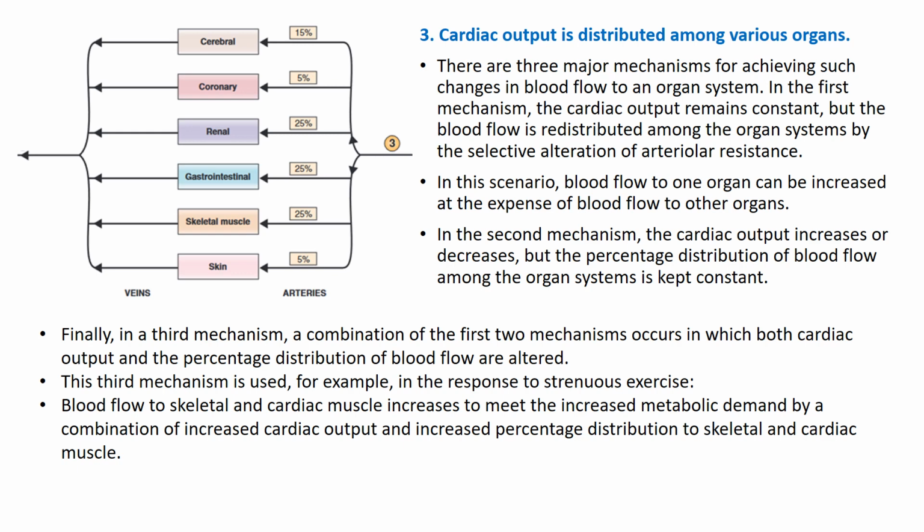In the second mechanism, the cardiac output increases or decreases, but the percentage distribution of blood flow among the organ systems is kept constant. Finally, in a third mechanism, a combination of the first two mechanisms occurs in which both cardiac output and the percentage distribution of blood flow are altered. This third mechanism is used, for example, in the response to strenuous exercise. Blood flow to skeletal and cardiac muscle increases to meet the increased metabolic demand by a combination of increased cardiac output and increased percentage distribution to skeletal and cardiac muscle.